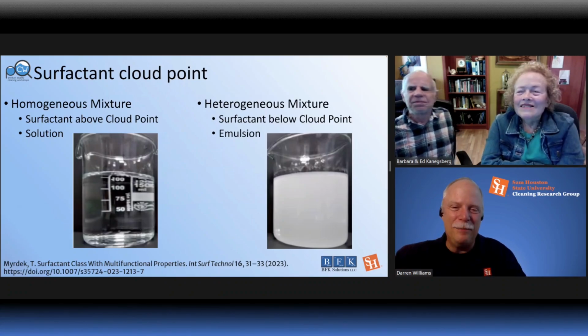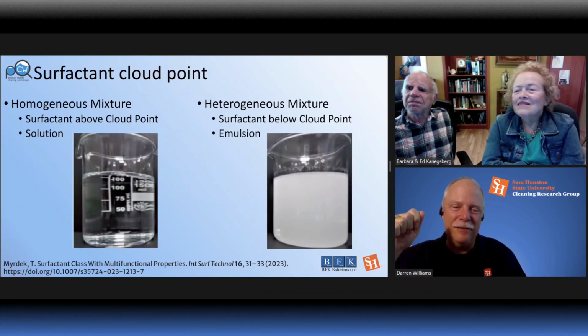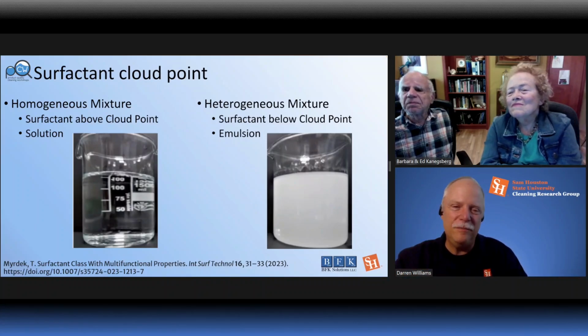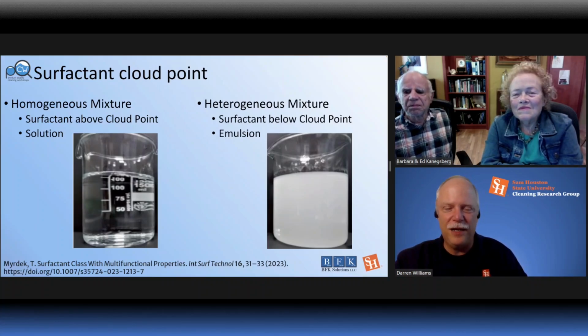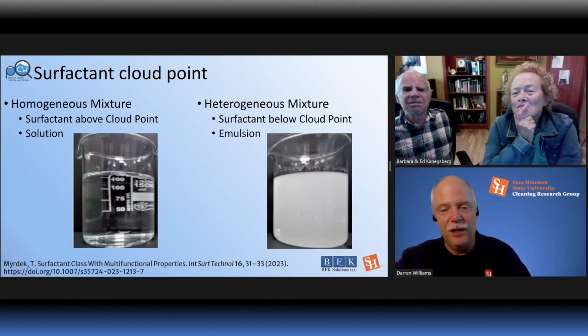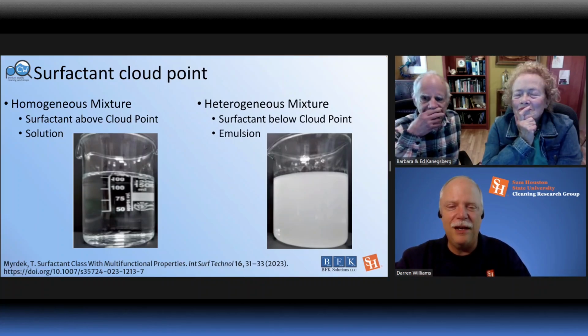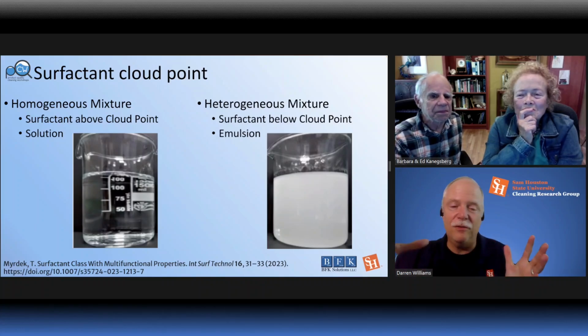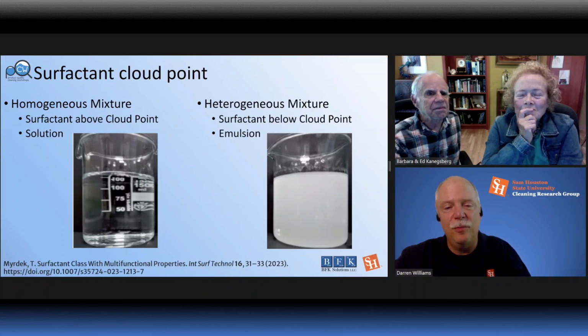And just like the spoon on the plate, you get a different result depending upon where you sample. Even in a cloudy surfactant that's hit the cloud point, where the temperature's gone below the cloud point, you've started to get phase separation. Now, it depends on the size of your spoon whether this would be deemed heterogeneous or not, but it is starting to phase separate. So we would call that a heterogeneous mixture on the right, and on the left, that homogeneous mixture, the surfactant above the cloud point, it's all uniform, and it's a homogeneous solution.